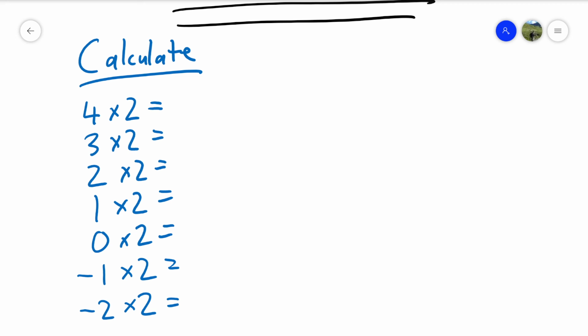Right, 4 times 2, that's 8. 3 times 2, that's 6. 4, I'm just going to write the numbers in. Why is this important? Why do I like this question?